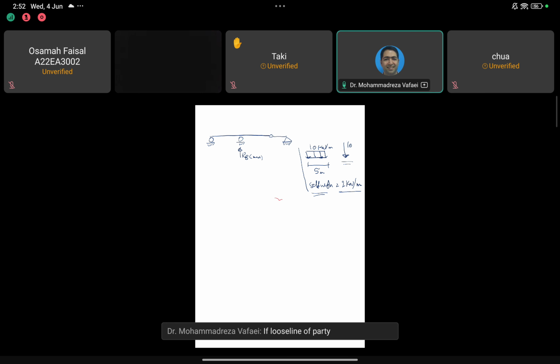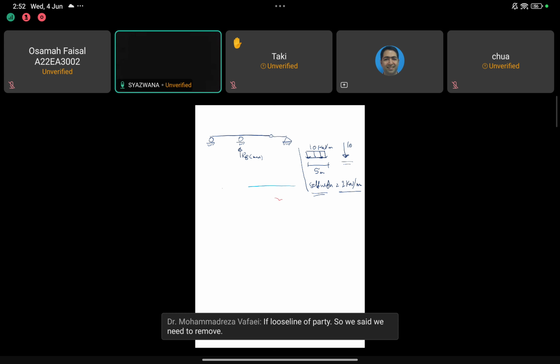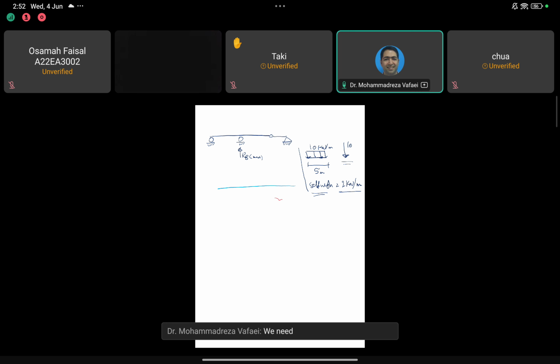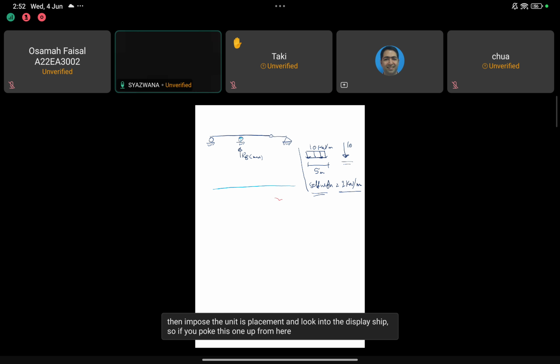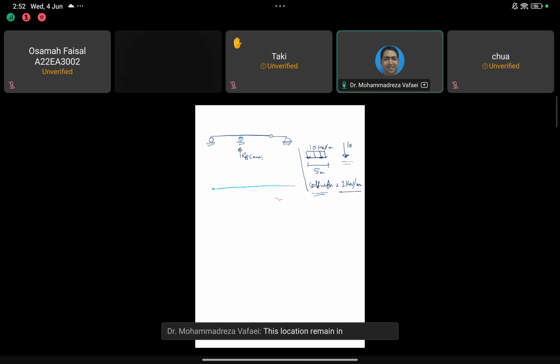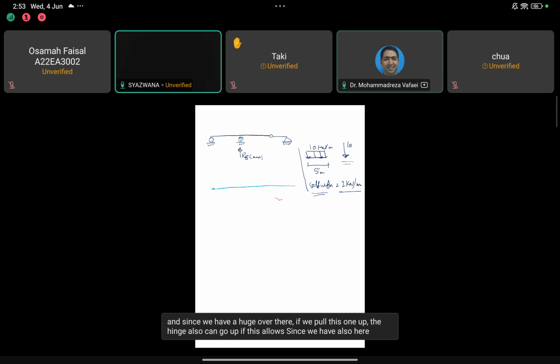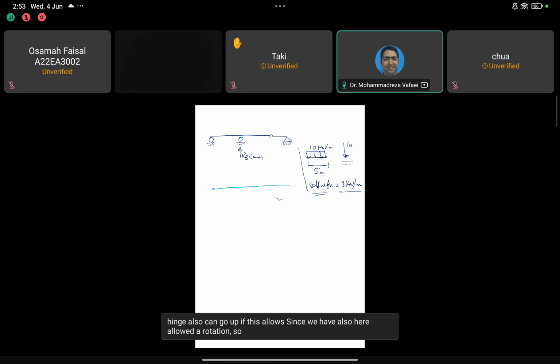So we said we need to remove the support and then impose a unit displacement and look into the displaced shape. So if you push this one up from here, this location remains in this place. And since we have a hinge over there, if you pull this one up, the hinge also can go up. Since we have also here allowed a rotation, this point also can go up.